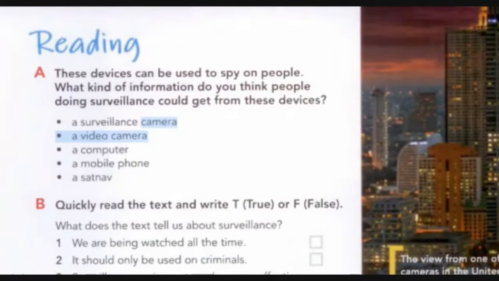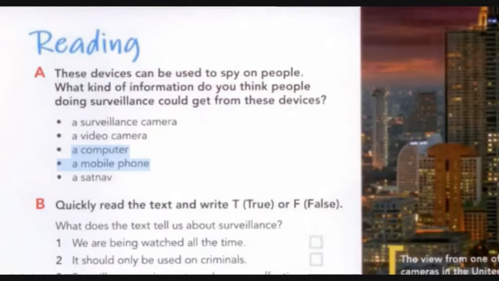Okay, what about computer and mobile phone? What information you can get from there? If you hack into a person's computer or a mobile phone to do surveillance, what are the informations you could get? To get personal information, right? Not how much money in the person's account. Okay, what are some routines of that particular person? Normally, this is what the police do when they are investigating some cases, right?